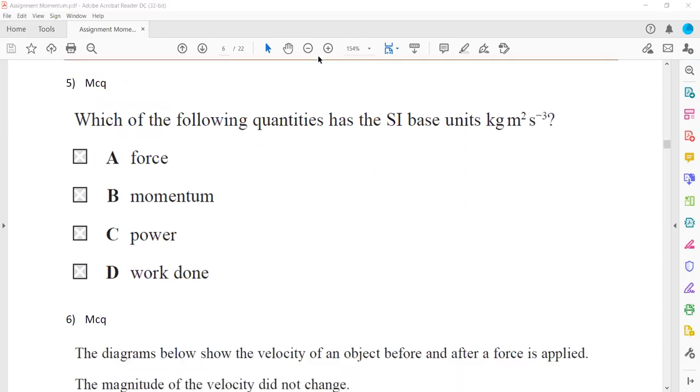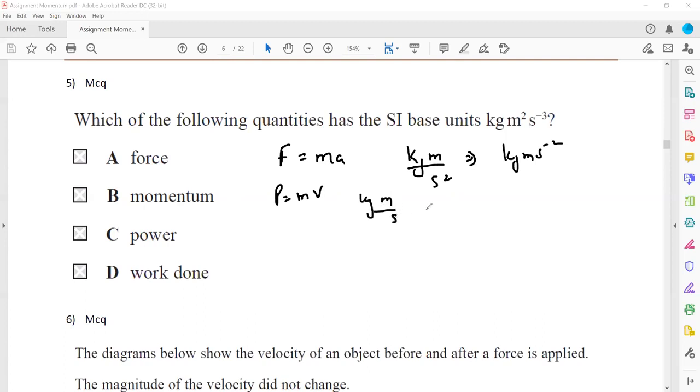And question 5, which of the following quantities has the SI base unit kilogram meter square second minus 3? How to work this out? Simply using a formula. Force has the unit Newton, and the formula is ma. So mass is kilogram, acceleration is meter per second square, so it will be kilogram meter second minus 2. So it cannot be force. Momentum is a product of mass and velocity. Mass is kilogram, velocity is meter per second, so it will be equivalent to kilogram meter second minus 1.